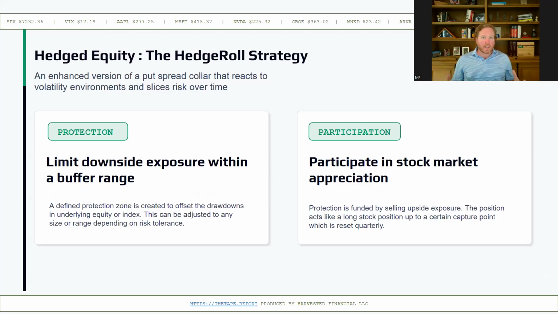So a standard application would be to buy a put spread at a given buffer zone that we're targeting, the range under which we want to offset that downside, that drawdown. So we want to set our buffer zone, and then the cost of that put spread we fund by selling an upside call. So we protect using that downside buffering put spread, and we participate between the current spot price and wherever we sold that call above the market.